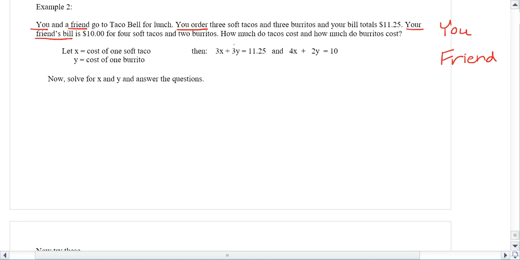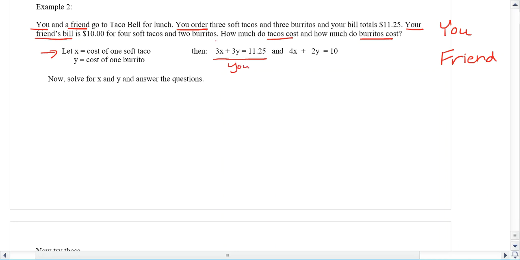So again, the question can help us assign the variables. The question says, how much do tacos cost and how much do burritos cost? So that's what I picked our x and y to be. Then we have an equation for you.